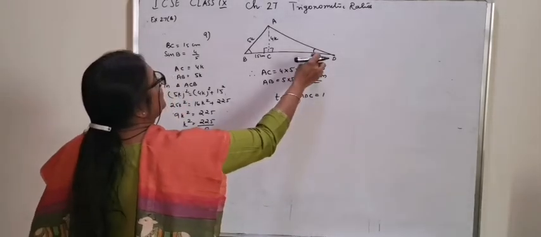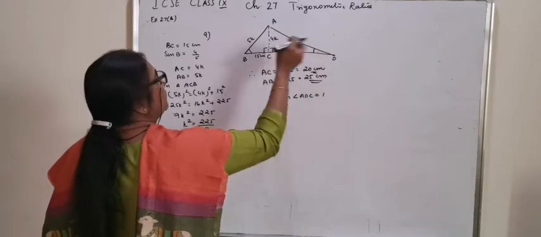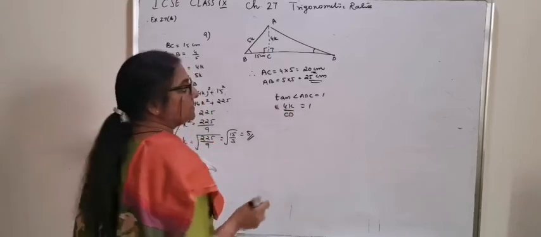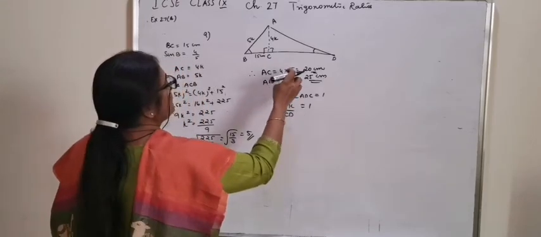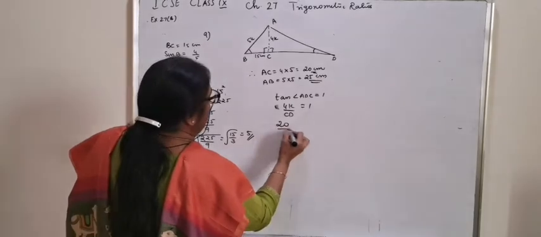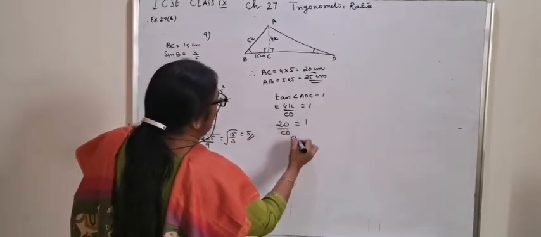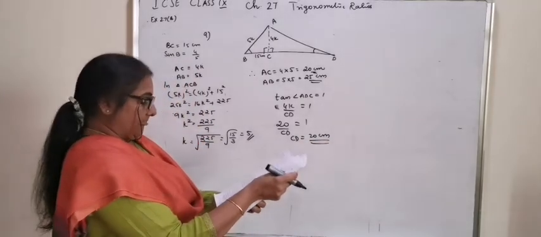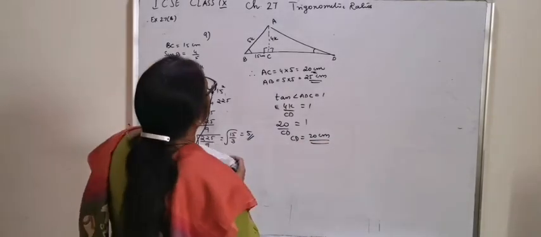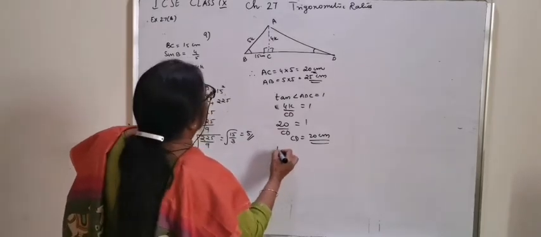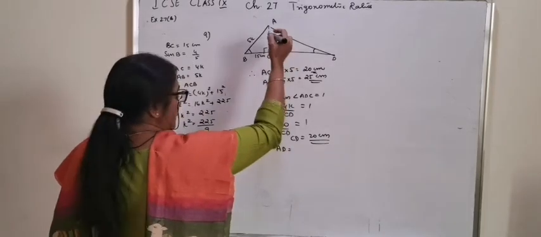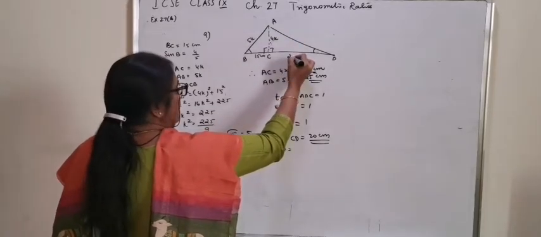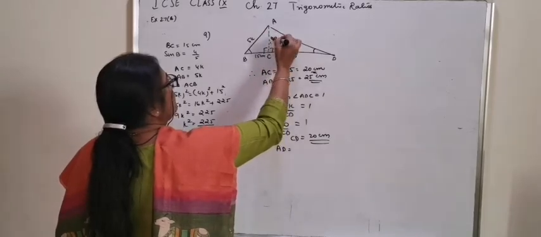That means tan of angle ADC is 4K by CD, which is equal to 1. You got the value of K as 5 now. That means 20 by CD is equal to 1, or CD length is again 20 centimeter, and AD length also has to be found out. AD is the hypotenuse. AC is 4K, which is 20, and CD length is 20. This is 20. This is also 20.